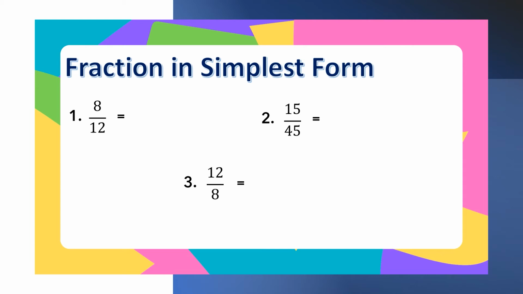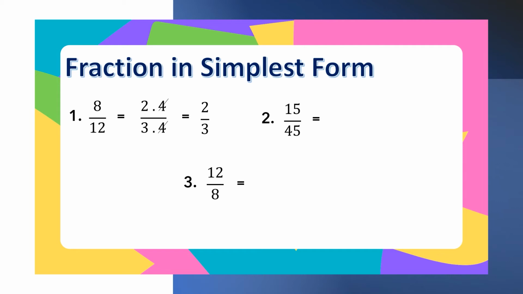For number 1, we have 8 over 12. So how do we get the lowest term or the simplest form of 8 over 12? First, we have to factor the given. The factors of 8 are 2 times 4, and the factors of 12 are 3 times 4. Then, we have to cancel out the common factor, which is 4. So the final answer now is 2/3.